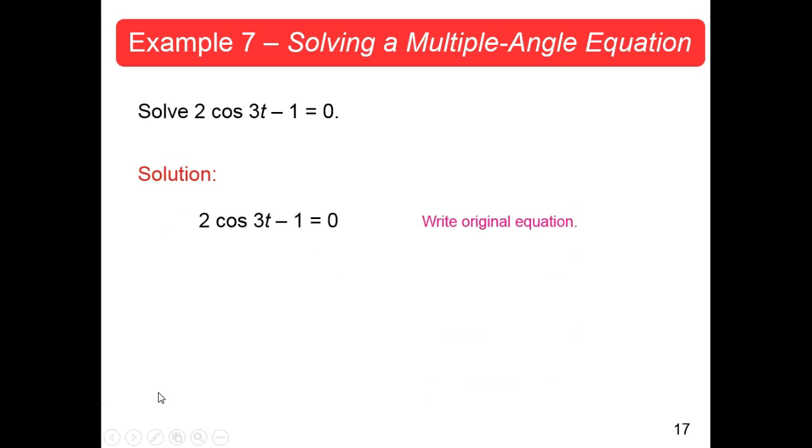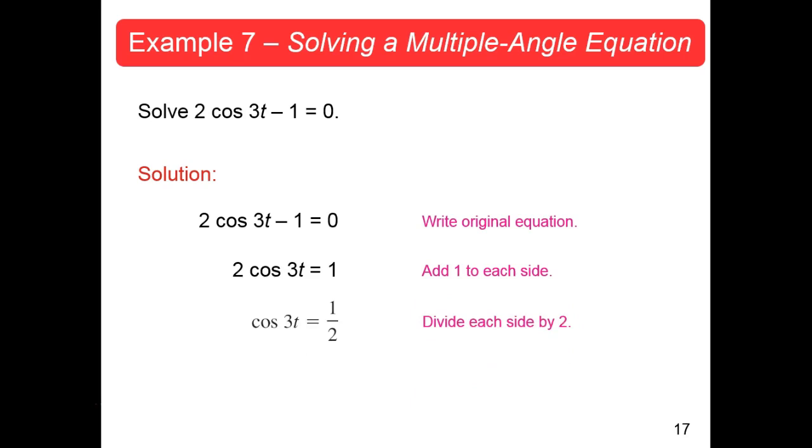All right. First thing they do was write the problem over again. I'm glad they took the space to do that. Then they added 1 to both sides, just like you did. Then they divided by 2, just like you did. Now we've solved for cosine. Okay? So now we solve for the argument of cosine, which is 3t. At what values of 3t is cosine equal to 1/2?